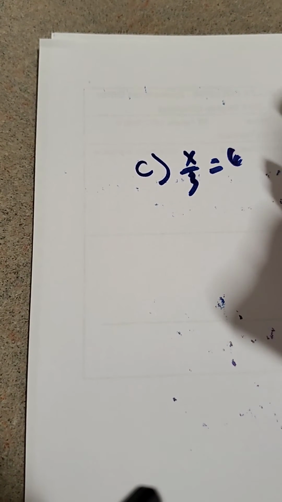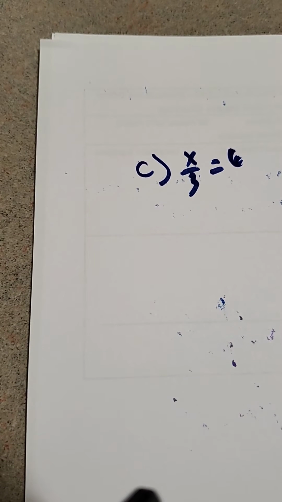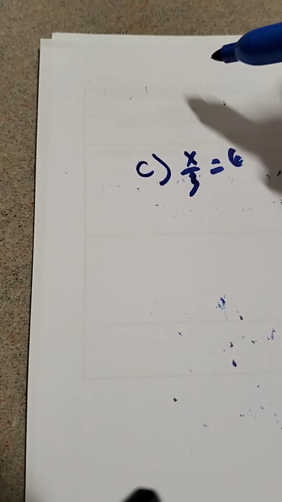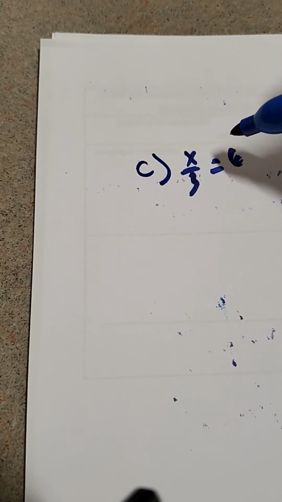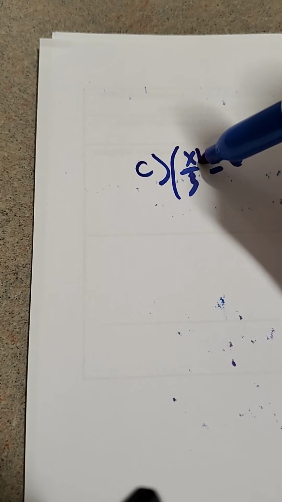Well, x over 3 is a division statement. It's a fraction, so we're dividing 3 into x. And so to undo a multiplication or a division, we multiply by the reciprocal. So we're going to multiply both sides by 3.